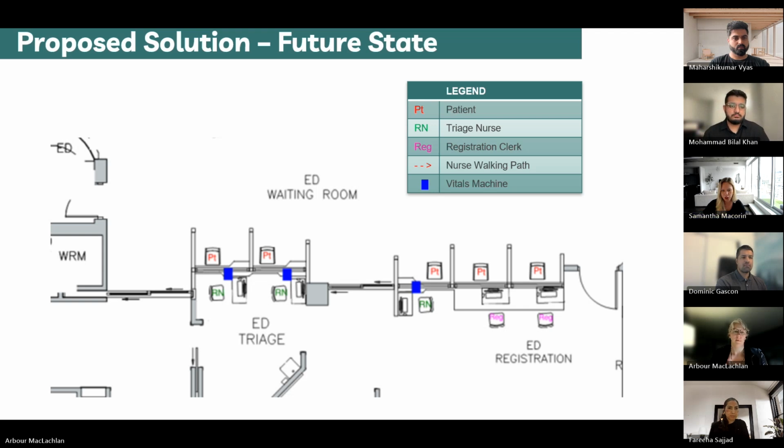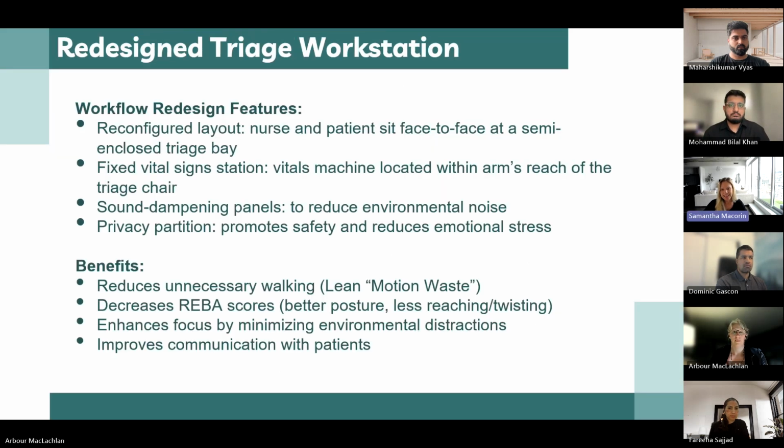So if we move on to the next slide, the key benefits of this redesign are really centered on impact. It eliminates motion waste and also leads to significantly improved ergonomics. And REBA scores drop due to better posture, reduced twisting, and less reaching. With fewer environmental distractions, nurses can concentrate more fully on the assessment, which supports both accuracy and patient rapport. And there's clearer communication due to the face-to-face seating and reduced noise.